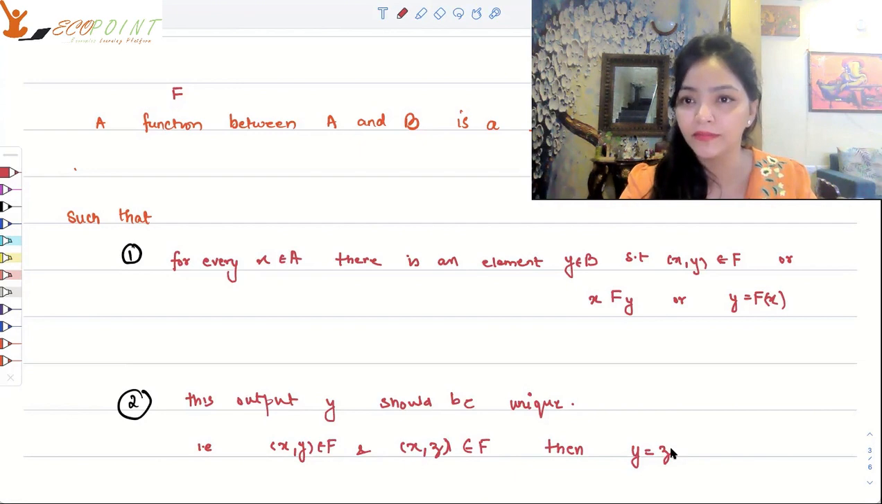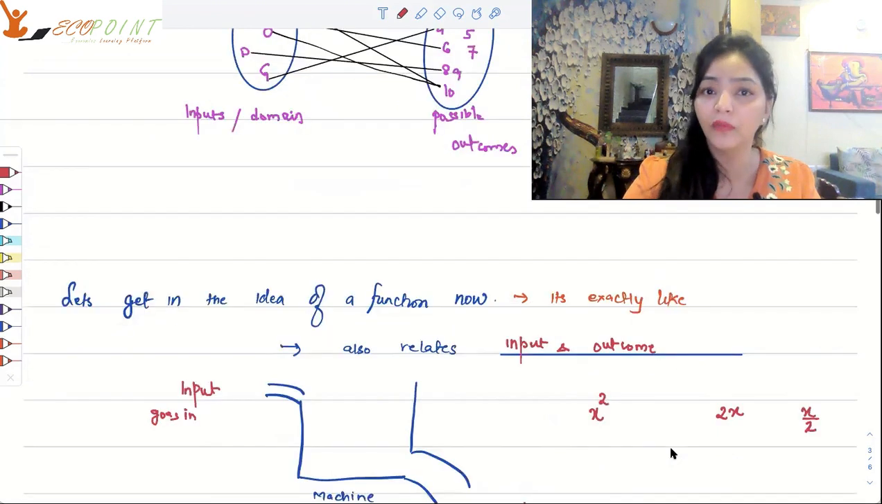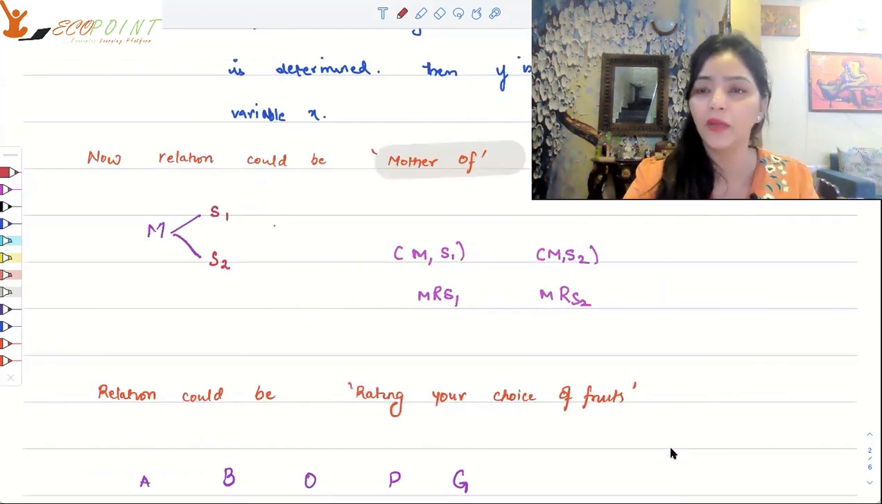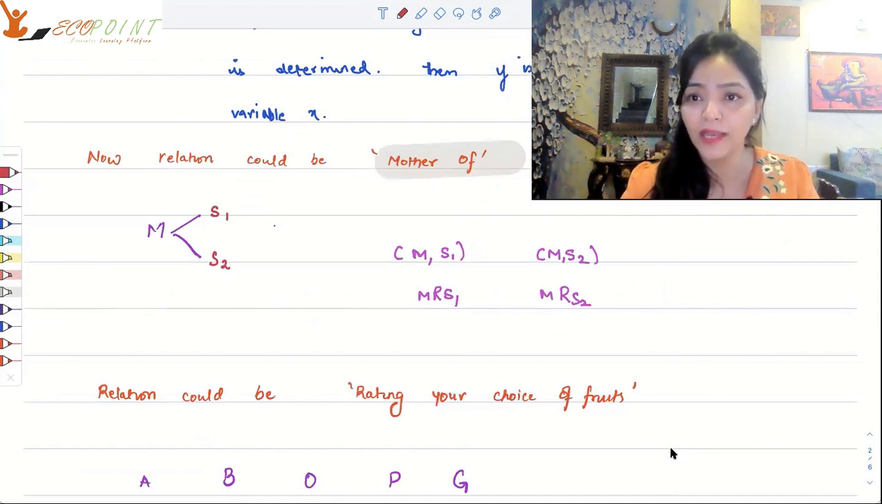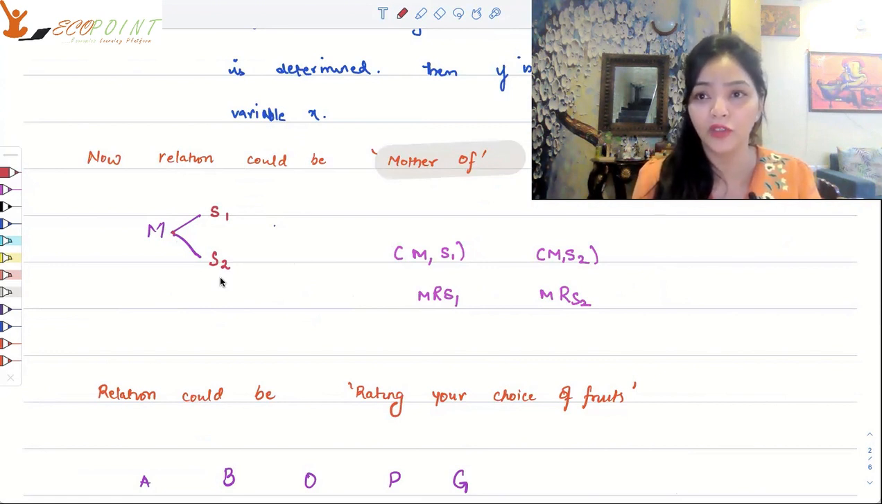Can you say mother of is a function? No, because here we have seen that this mother has two sons. So what is happening? One input is giving you two outputs. No, that cannot happen in a function. So this is a relation, but it's not a function.